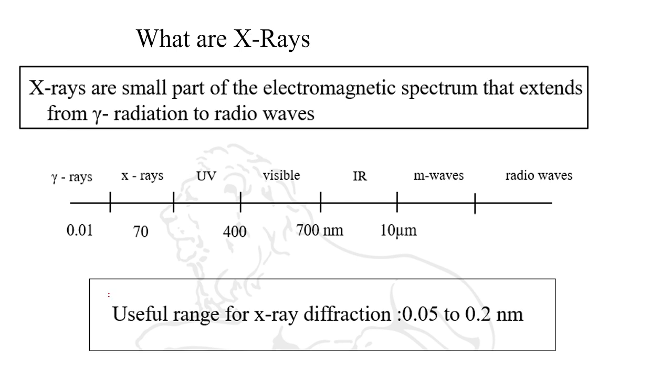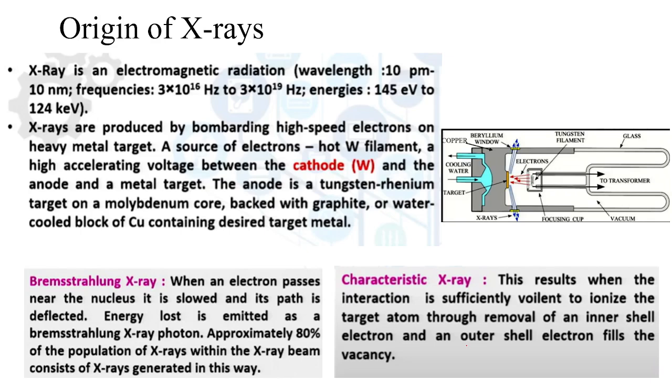Now what is X-ray? We know there are different electromagnetic waves starting from radio wave to gamma rays. X-ray is a small part of the electromagnetic spectrum, and it is just below the gamma radiation. The wavelength is around 70 nanometer, and the useful range for XRD or X-ray diffraction is 0.05 to 0.2 nanometer. So that will be our main interest for the XRD. Now how can one generate the X-ray?